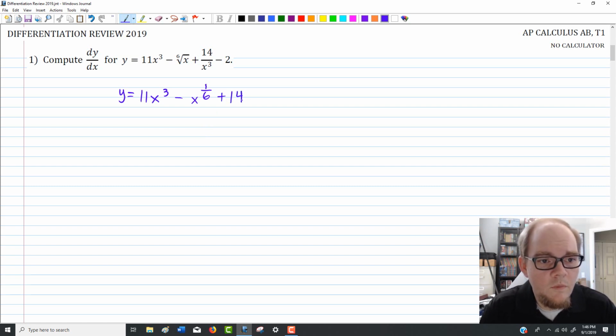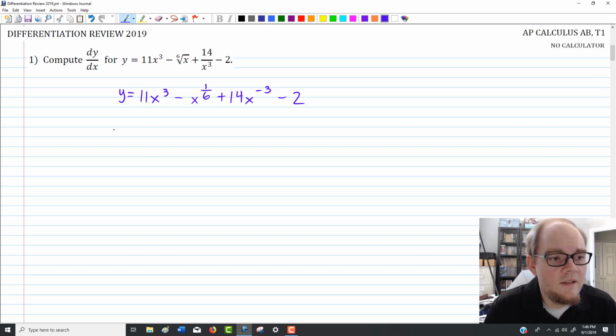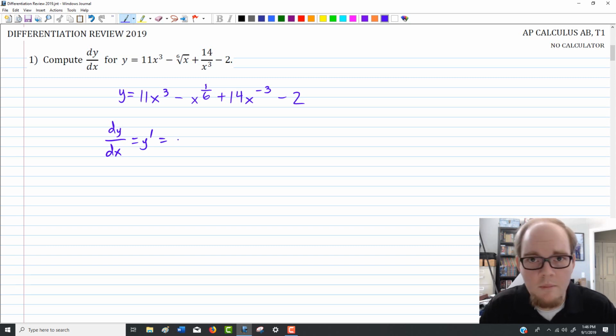Ditto with the next one. We'd have 14x to the negative 3rd power. That way it fits the power rule and scalar rule property, and then minus 2 is just a constant. After that, if we want to find dy dx, also the same thing as asking for y prime, we can do that by using the scalar and power rules, as well as obviously the sum or difference rule.